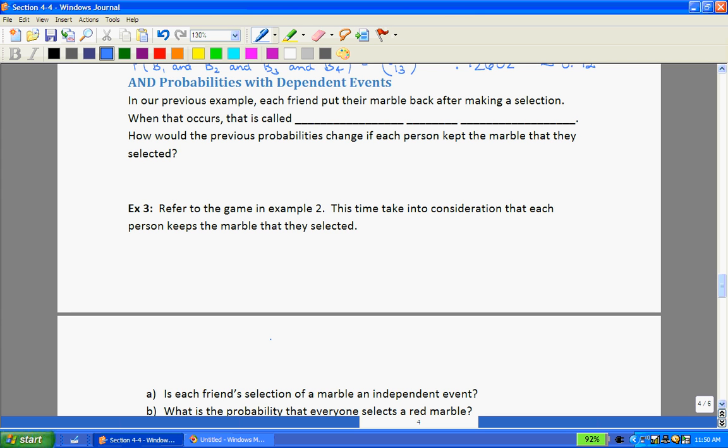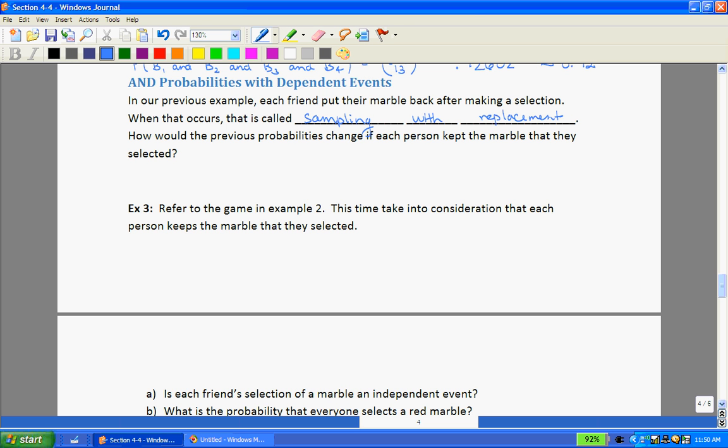Section 4.4 continued. Now let's move on with probabilities with dependent events. In our previous example, each friend put their marble back after making a selection. When that occurs, that is called sampling with replacement. And we mentioned that a little bit before.